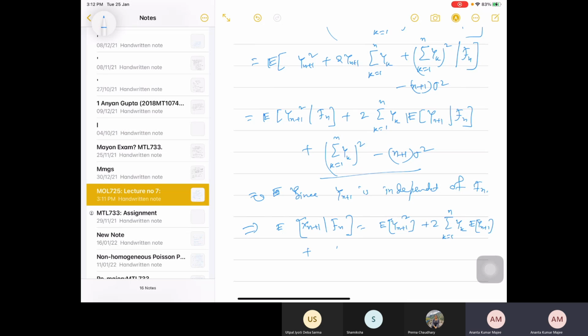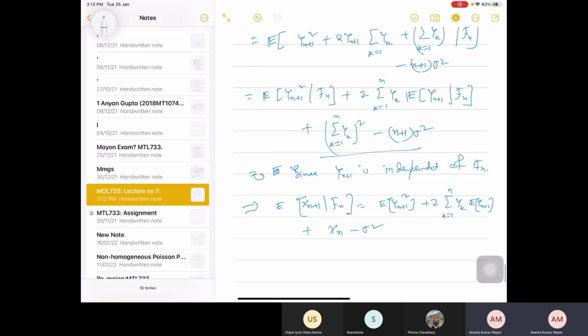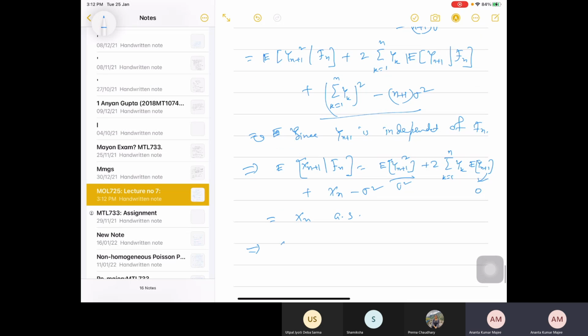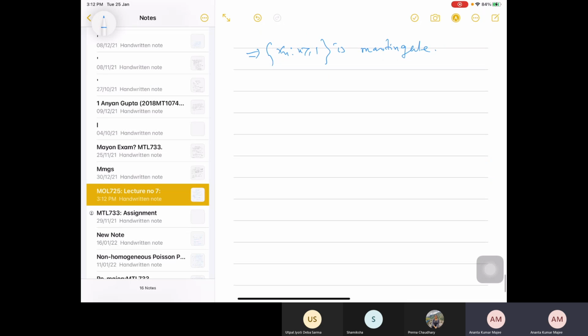Now from here I write down that x of n is the summation over k equal to 1 to n of yk square minus n sigma square, and hence minus sigma square. Now the expectation of yn square is exactly the variance, because each y here is IID with mean 0. So this is sigma square, and here this is 0. This sigma square gets cancelled out. So what you have basically is xn almost surely. So this implies my xn is a martingale.